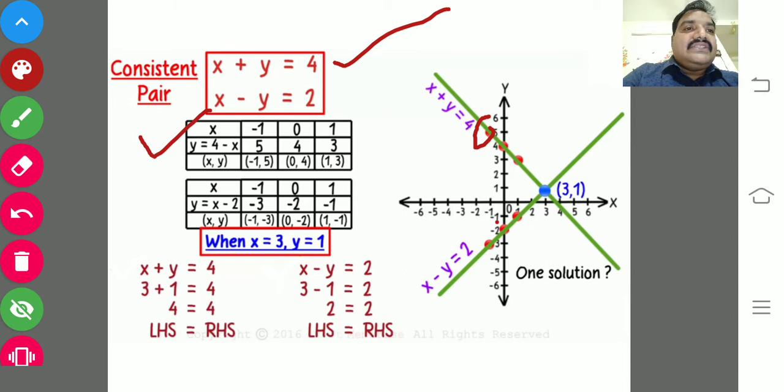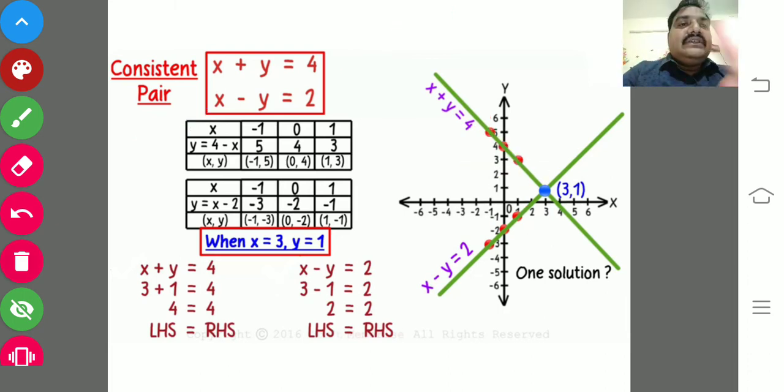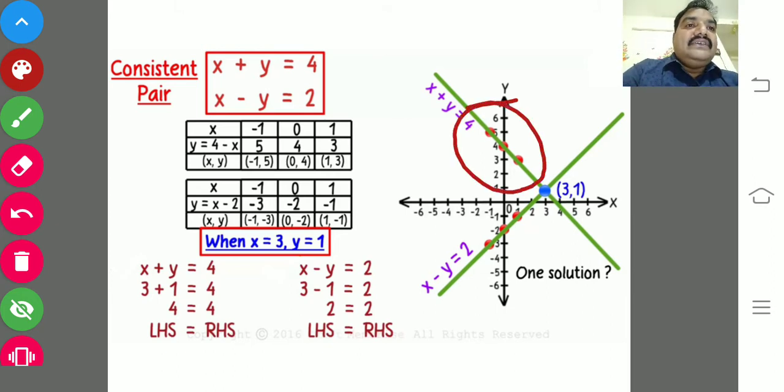And the next one is 0, 4. Yes, this is it. And the next one is 1, 3. On the x-axis, 1 is here. On the y-axis, 3 is here. Yes. So these three are the points. These three are the points which relate to the x plus y equal to 4 line.